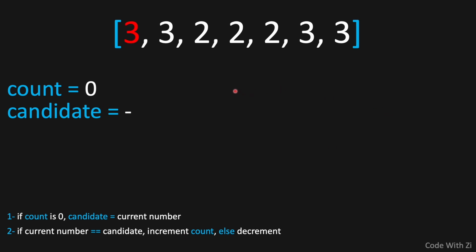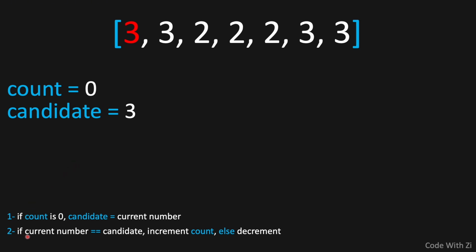So if we start looping, in the first round of our loop, we're gonna be looping through this number because this is the first element inside of our array. So now, we're gonna check our 2 rules. If we check, count is indeed 0 because we are in the first round, so we're gonna say candidate is equal to current number. Well, current number is 3, so candidate is equal to 3. Awesome, and then we're gonna go to the second rule.